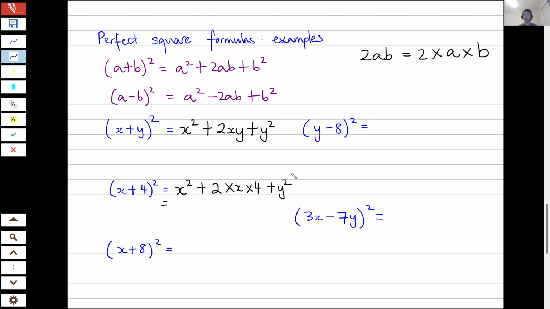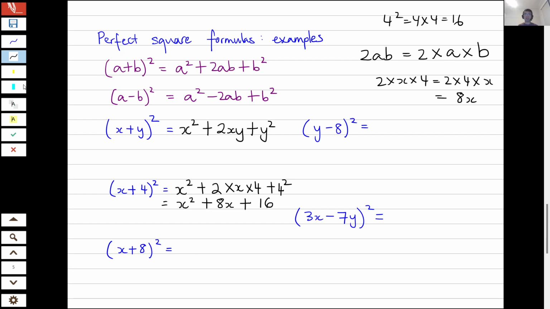And we can simplify. 2 times x times 4 is the same as 2 times 4 times x. 2 times 4 gives me 8, and 8 times x is just written as 8x. So this is going to become x squared plus 8x. Sorry, that should be a 4, not a y. 4 squared is 4 times 4, which is 16.